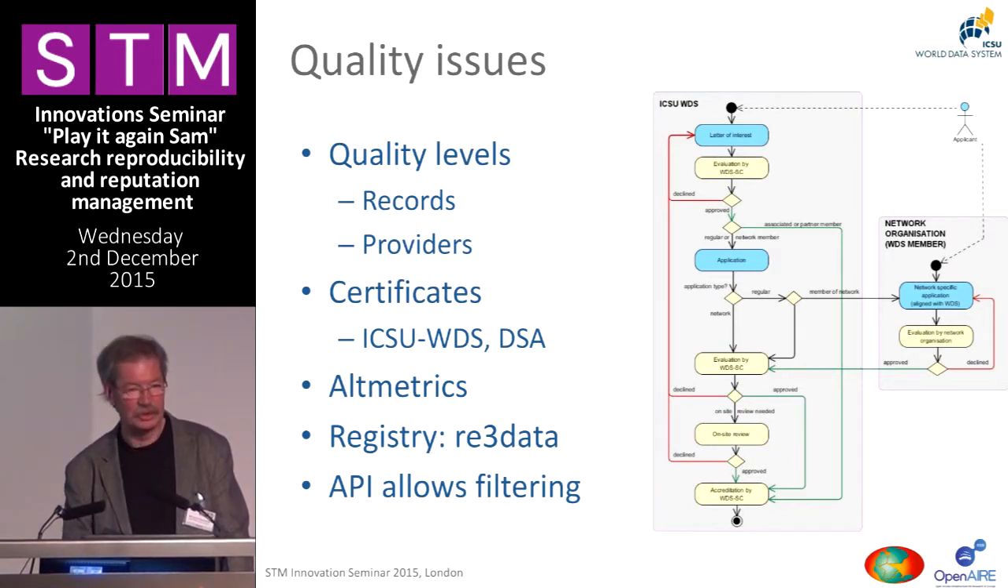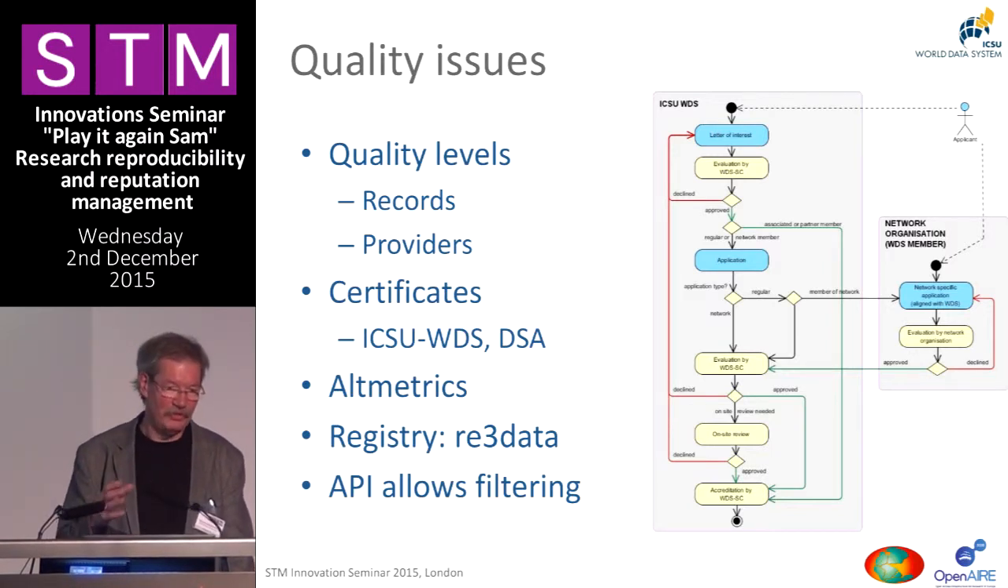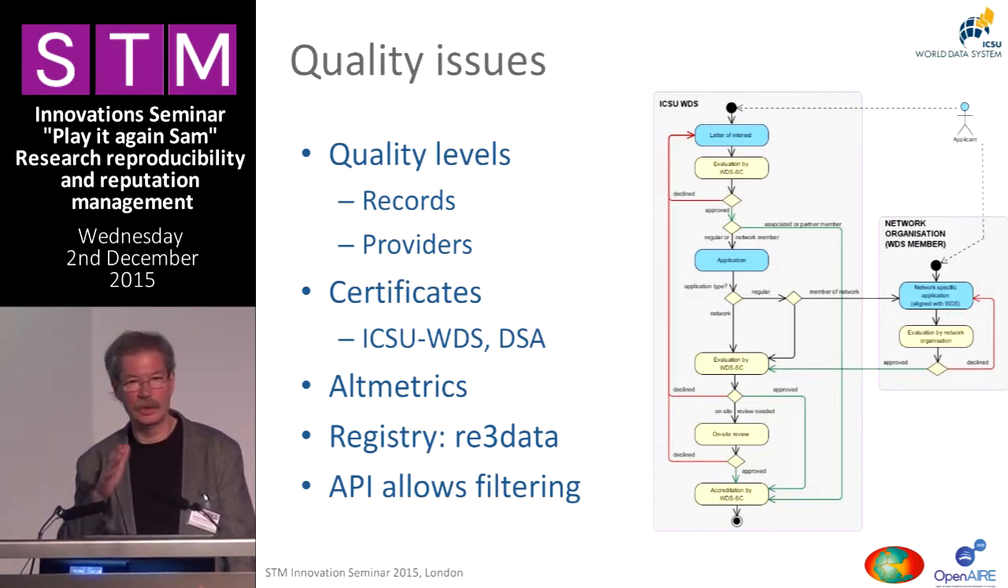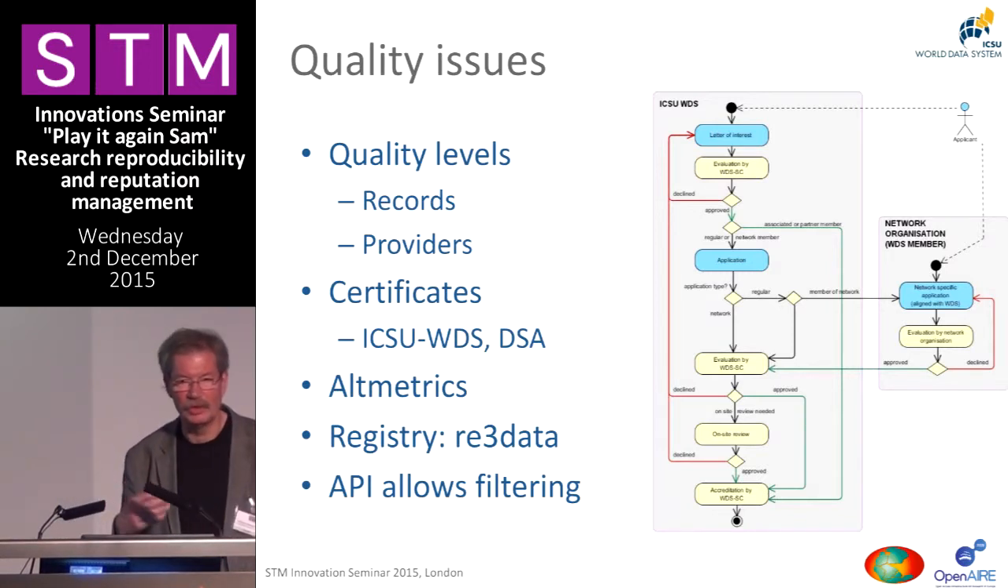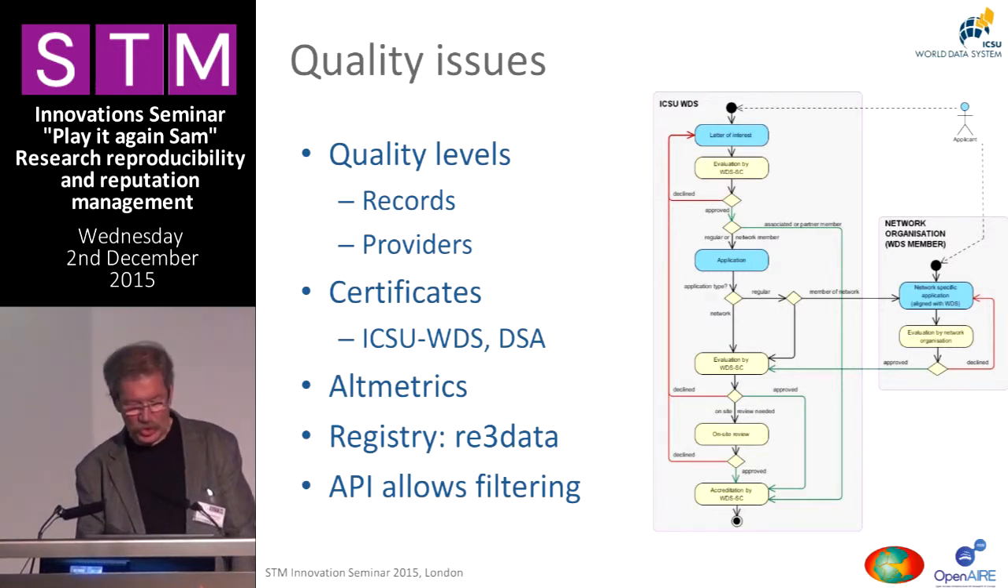Altmetrics, just to mention it, also have evolving quality indicators, but this is quite fuzzy by now. The ICSU World Data System has an elaborated certification procedure. The same is true for the Data Seal of Approval. They have boards which are evaluating the data centers. And the API on top of the linking service will certainly allow the filtering of all this.